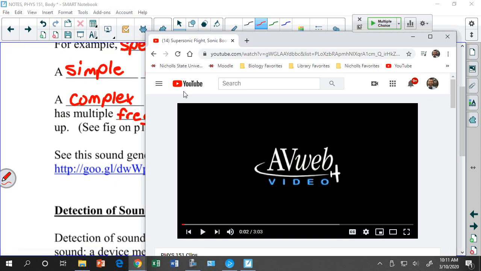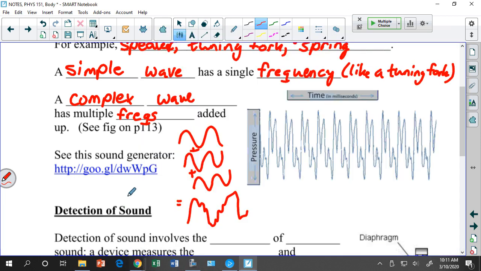Okay? We'll come back to that frequency generator later, because it turns out that the human ear has a particular range of frequencies that you can hear. We'll explore that with that.